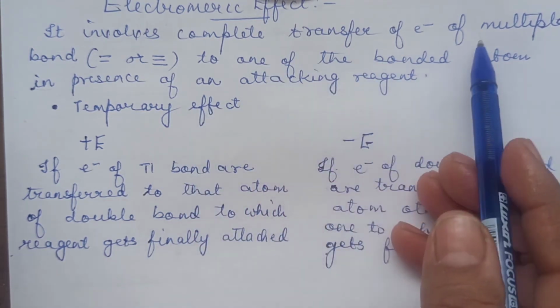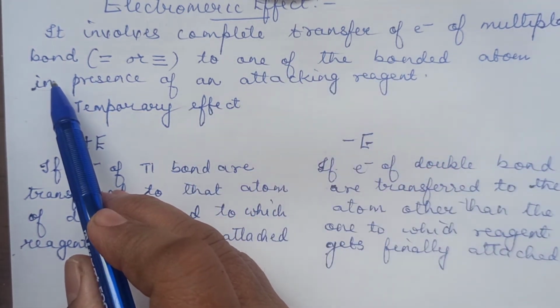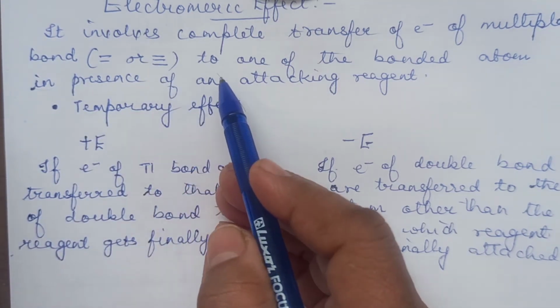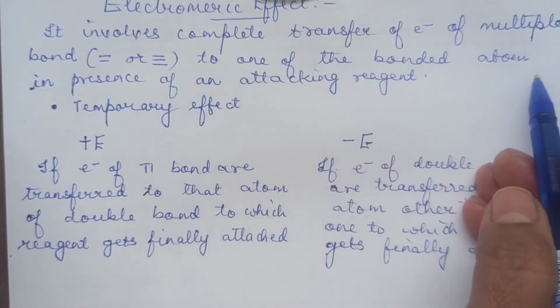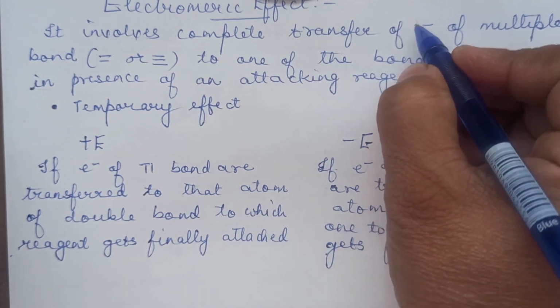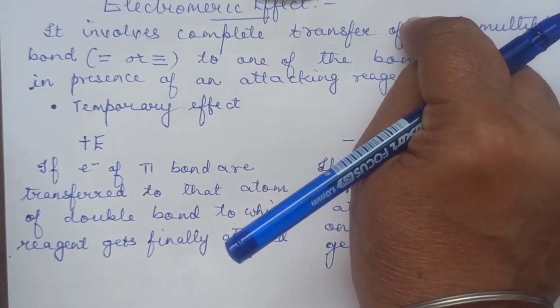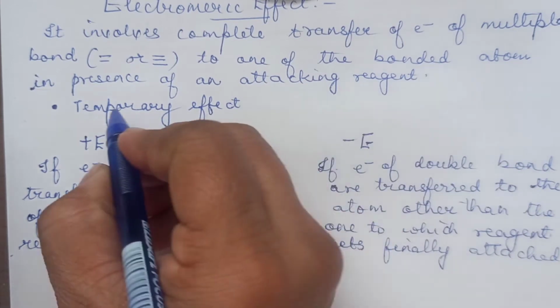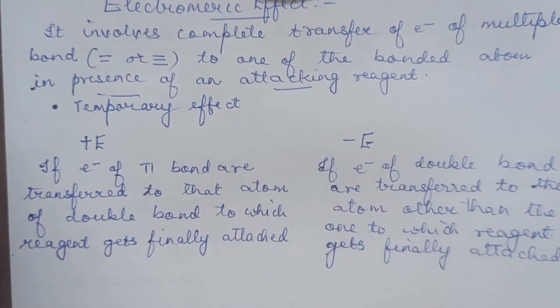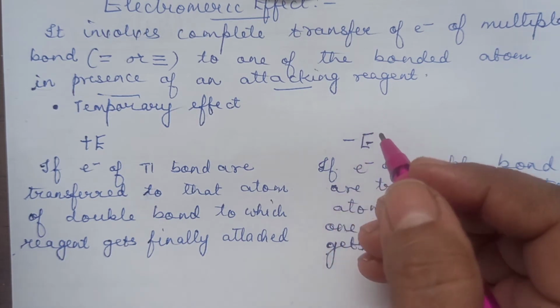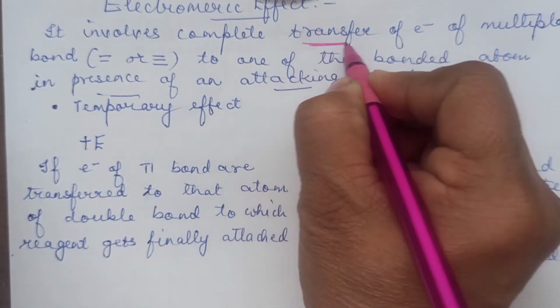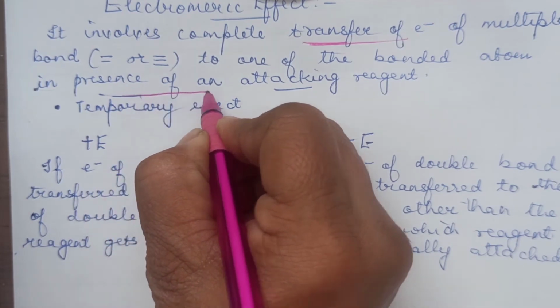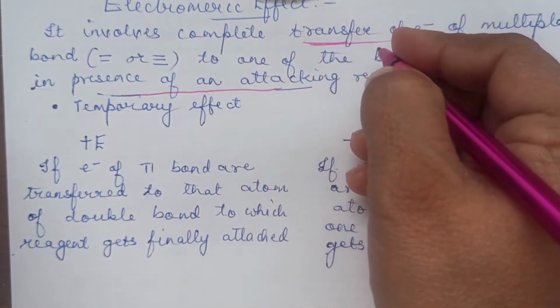So it involves the transfer of the electrons of the multiple bond to one of the bonded atoms. Means if the bond is there between two atoms, the pi electron will move towards one of the atoms. Which atom it will move to? On that basis it is further classified into two categories. And it will move only in the presence of the attacking reagent. So there are two things happening. Number one, the pi electrons are moving. Number two, when the attacking reagent comes, the pi electron will move.